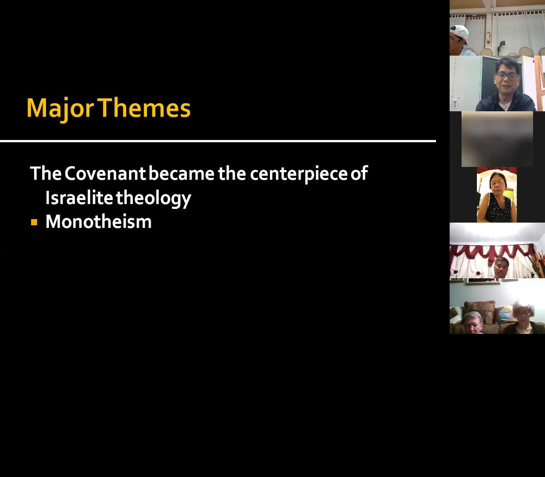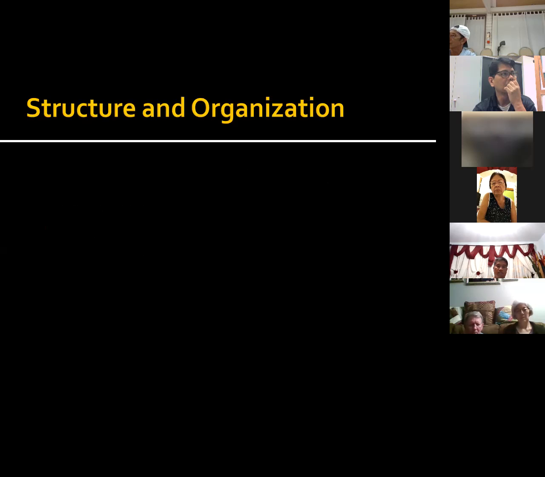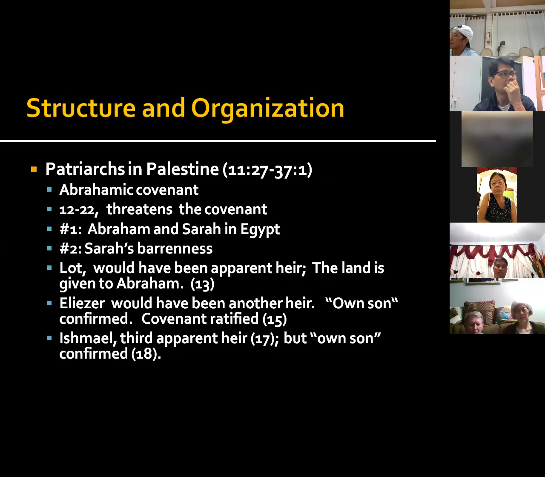All right, Annie, go ahead. Can we go back to slide 11 and the second to the last bullet point that says Eliezer would have been another heir? Can you elaborate on that?